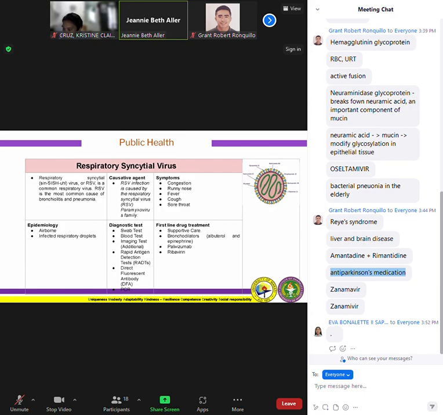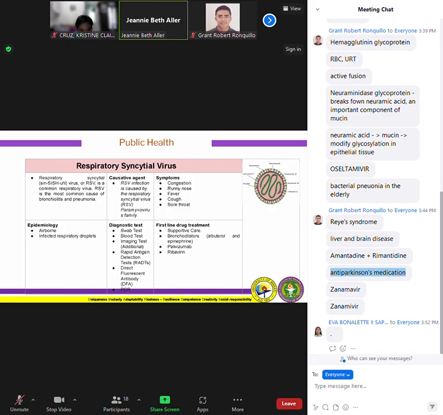For the epidemiology, RSV enters the body through the eyes, nose, or mouth. It spreads easily through the air on infected respiratory droplets. You can be infected if someone with RSV coughs or sneezes near you. Then the virus also passes to others through direct contact, such as shaking hands.